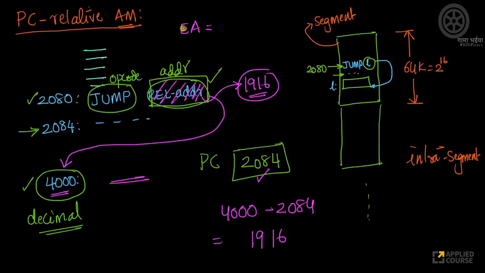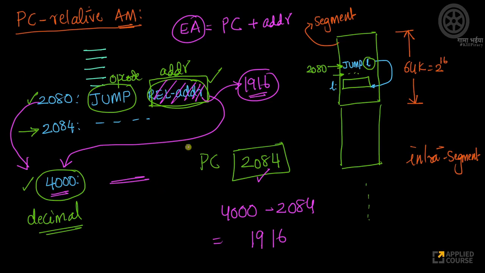And how do we get it? The effective address of the next instruction is whatever is the current value of program counter, added to whatever is there in the address field. This is my effective address. This is where I want to jump to. So your program counter gets added to 1916, it gets updated, and as soon as this instruction is run, whatever is the value of program counter will go there. So my control directly jumps from 2080 to 4000 line. That's how this works, right?